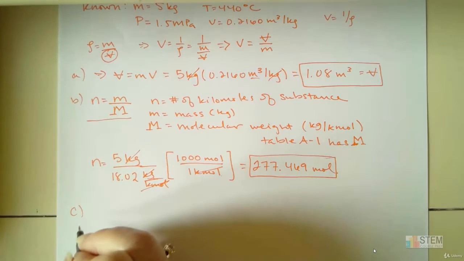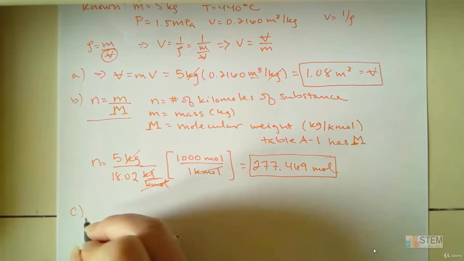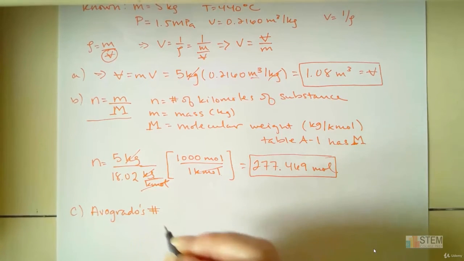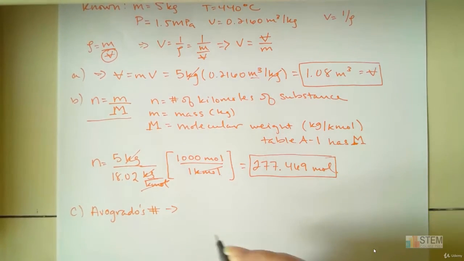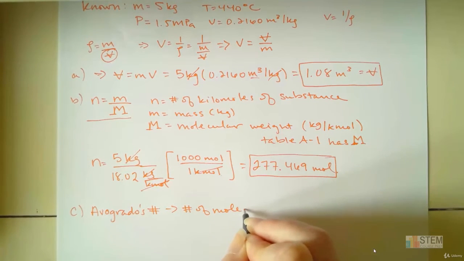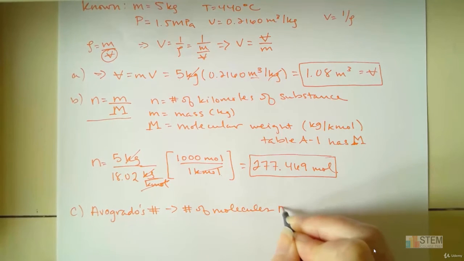And then C, we want to find the number of molecules. Now this is going to take you back to chemistry, probably. But here you're going to use Avogadro's number. Everybody's favorite number from chemistry. So remember, this is the number of molecules present in a mole.